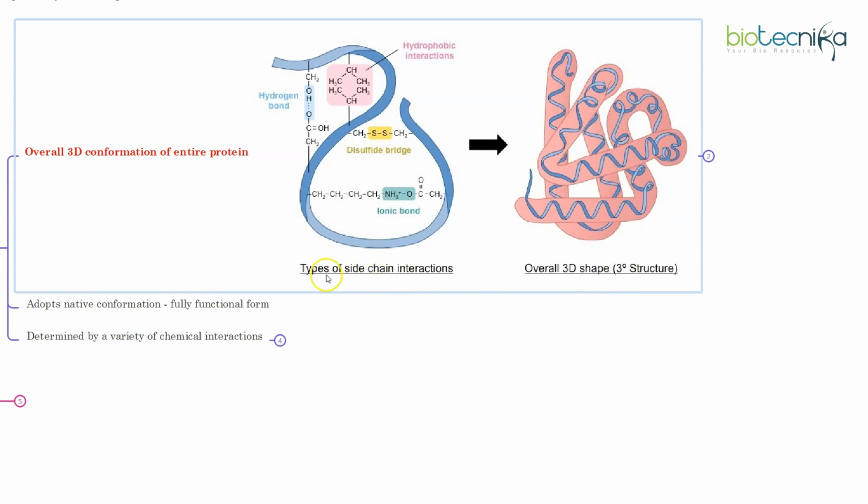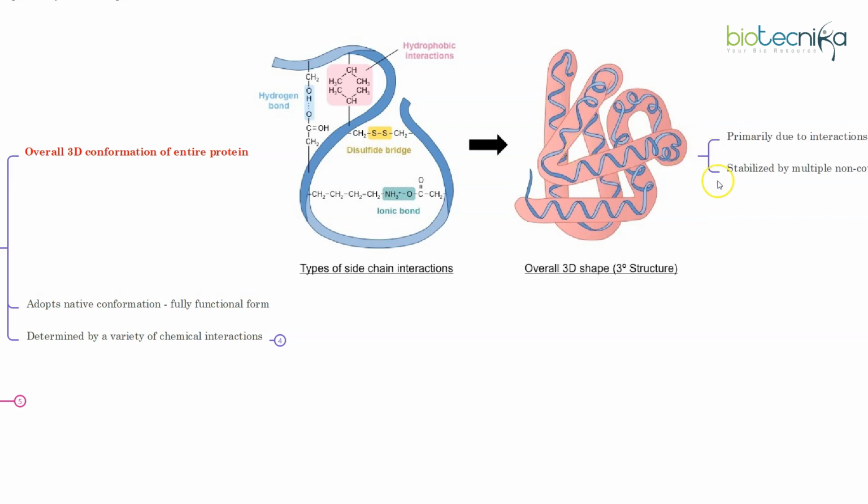How have they taken it? There are some interactions between the side chains. So this is the polypeptide backbone, and from the backbone some functional groups are protruding out, and those functional groups have some interactions with each other, thus leading to the stability of the overall 3D structure.